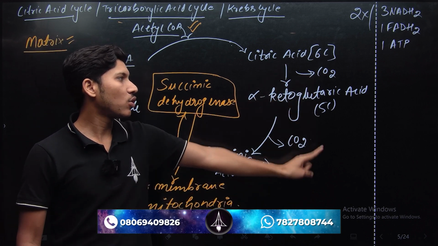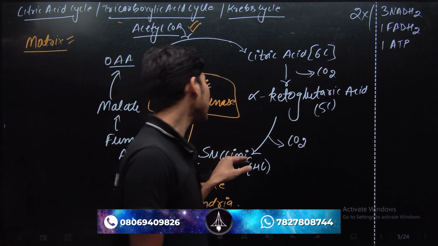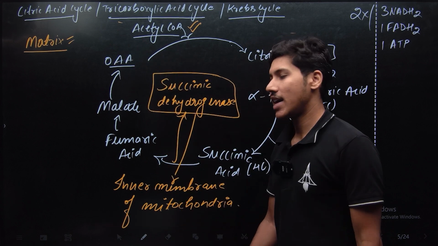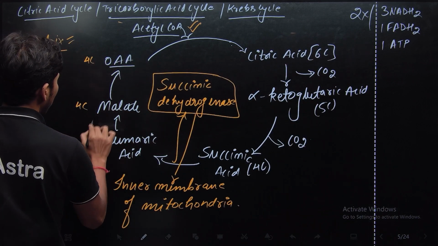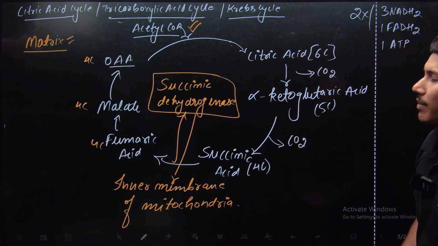Here it undergoes decarboxylation, meaning release of CO2, and then this succinic acid is converted to fumaric acid, malic acid and oxaloacetic acid, which are all 4-carbon molecules. This is also a 4-carbon molecule, this is a 5-carbon, this is a 6-carbon molecule.